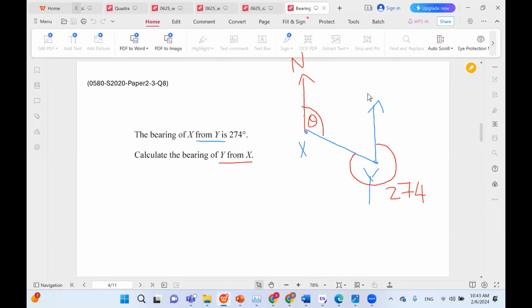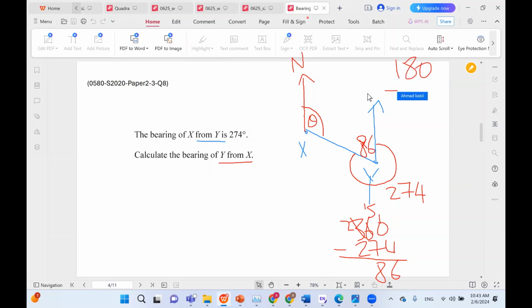So first we find angle X here, which is 360 minus 274. This gives us 86. So the angle X here is 86. And then we do 180 minus 86. And that gives us 94.